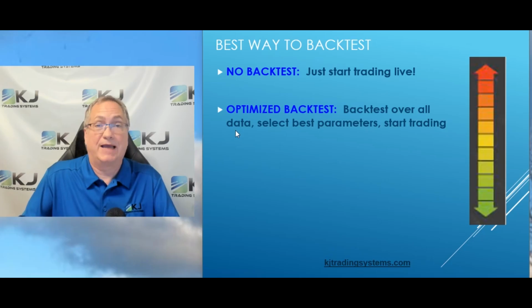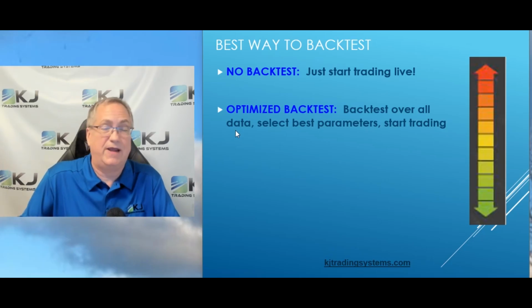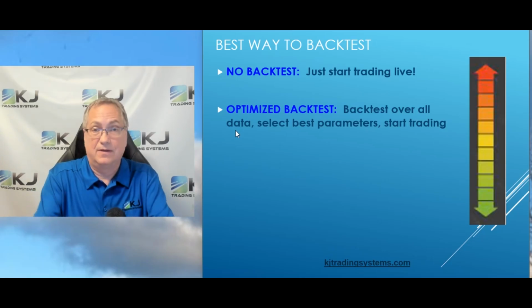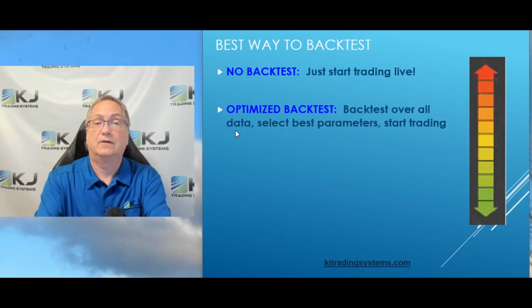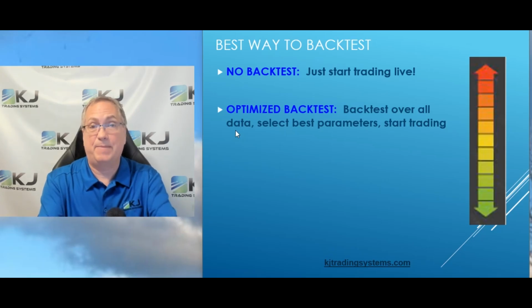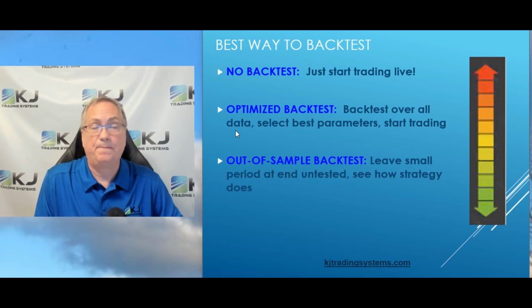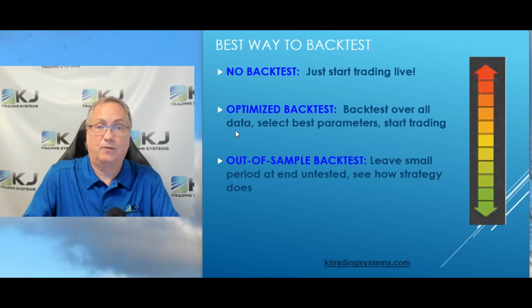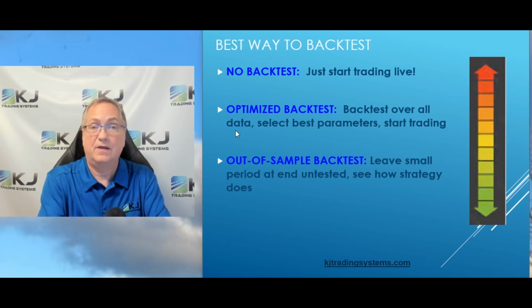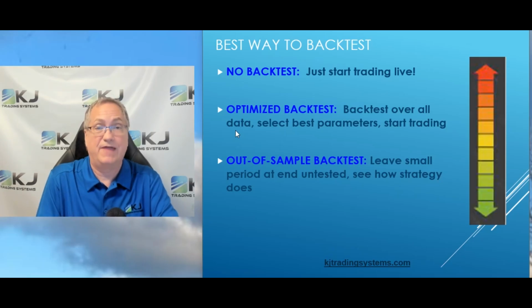You can do an optimized backtest where you just take all your data and optimize it. I would have, in this case, optimized from 2007 through April of 2025, found the best parameters and just used those. That's a terrible way to go. So what a lot of people do is an out of sample test where maybe the last couple of years are out of sample. And I did a variation of that.